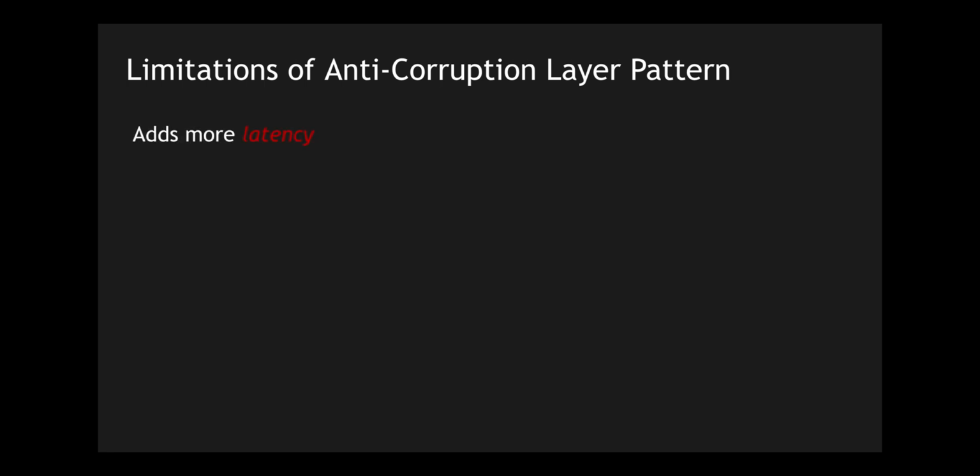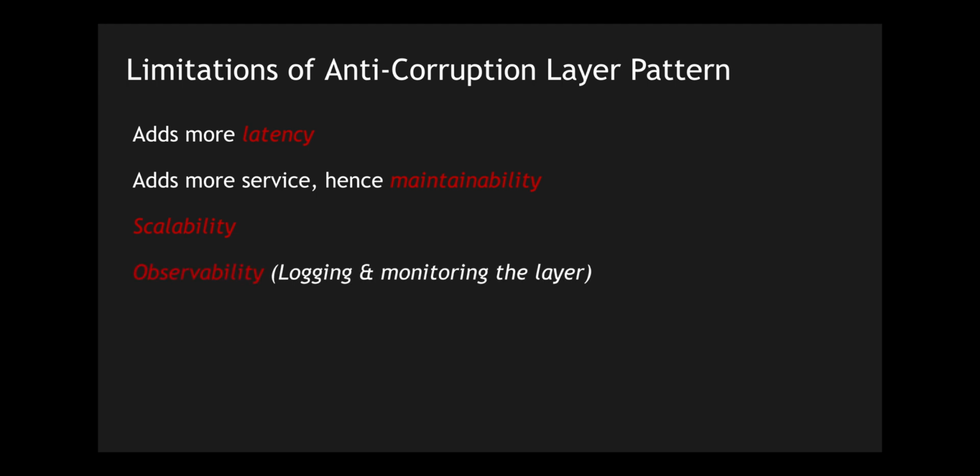When you add more services, you add more latency. So with the anti-corruption layer, when we add more service calls, we're going to have one more layer of jump from the consuming application to the anti-corruption layer, and from the anti-corruption layer to the other services. So that's where latency is an addition here. Also, when you add more services, which is the anti-corruption service, it will add maintainability, scalability, and observability concerns. So you will have to now monitor and scale one more application in addition to the existing ones.